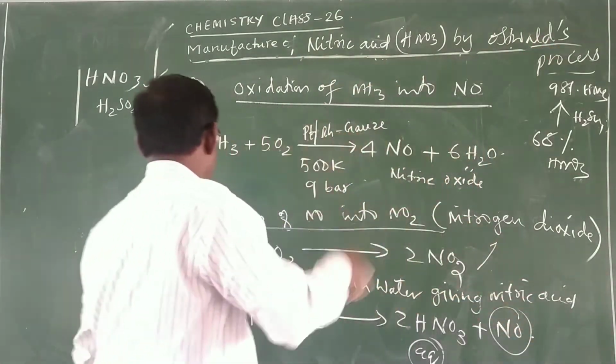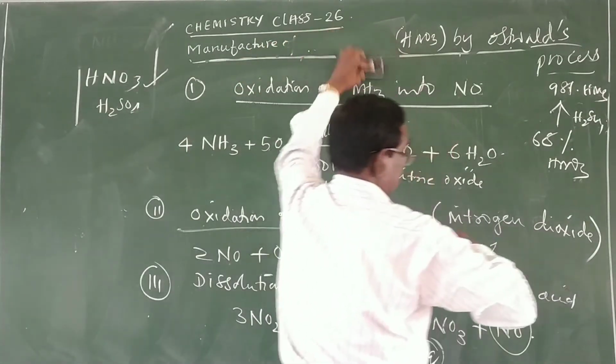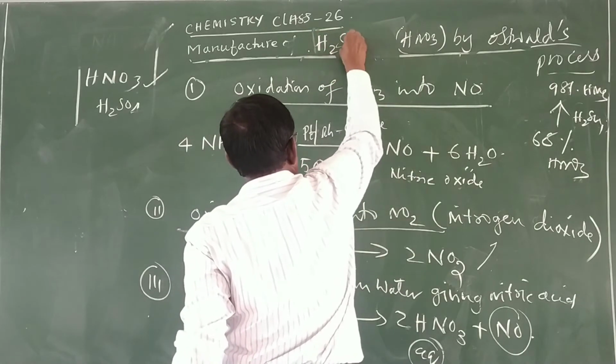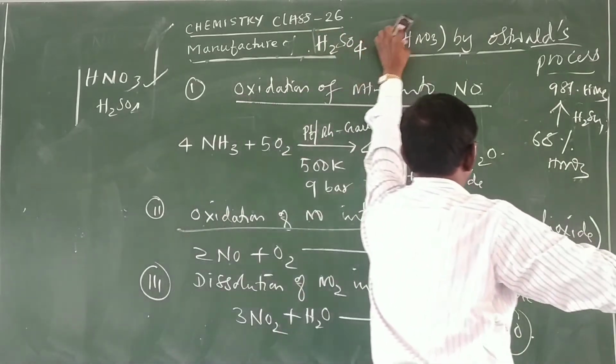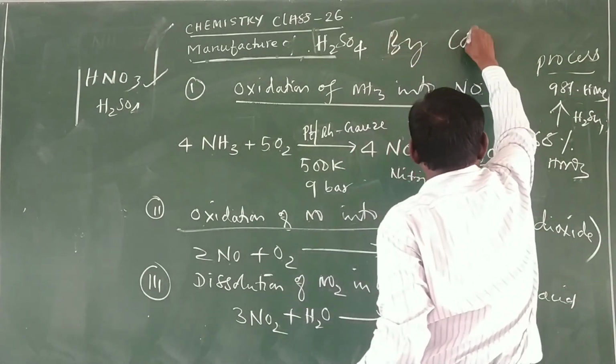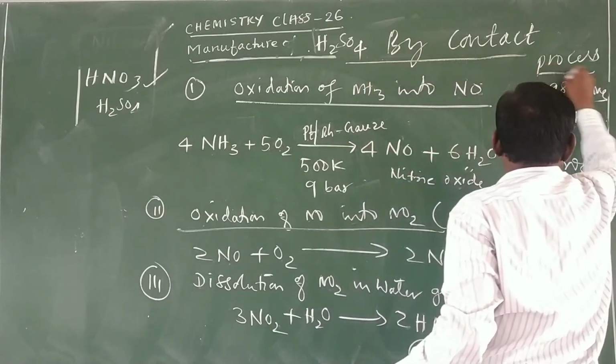Now, the third one: manufacture of sulfuric acid, H2SO4, by the contact process.